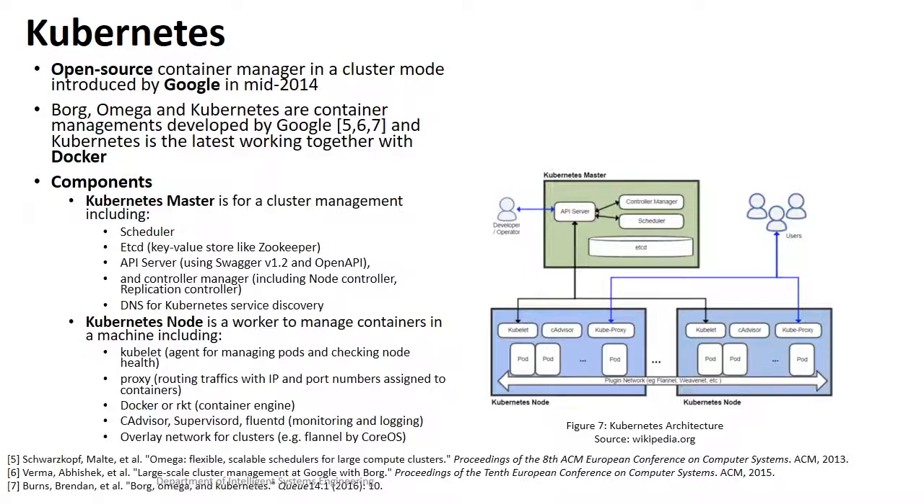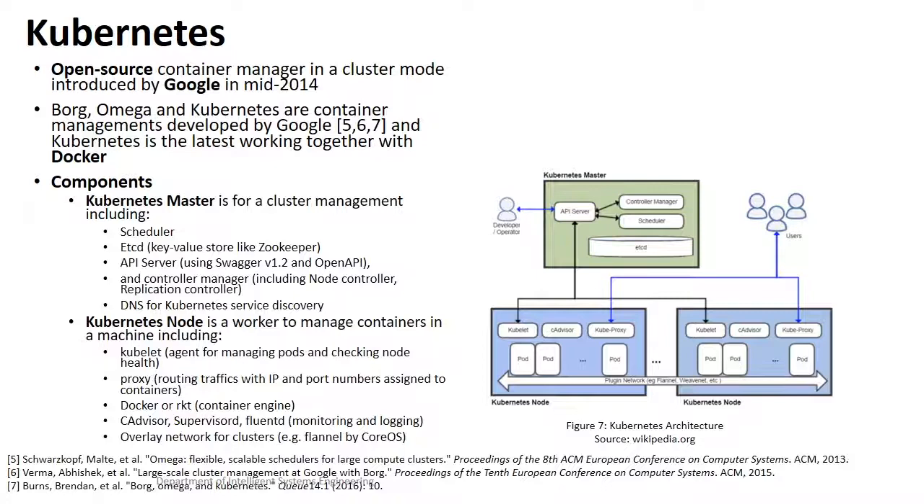Let's take a little closer look at the architecture, and we see that in the master we have a scheduler, we have etcd, which is a key value store, similar to Zookeeper if you so want, an API server, such as provided by Swagger, and a controller manager, DNS for Kubernetes service discovery. So we see that this is a fairly standard way of defining a distributed system. Let's take a look at the nodes.